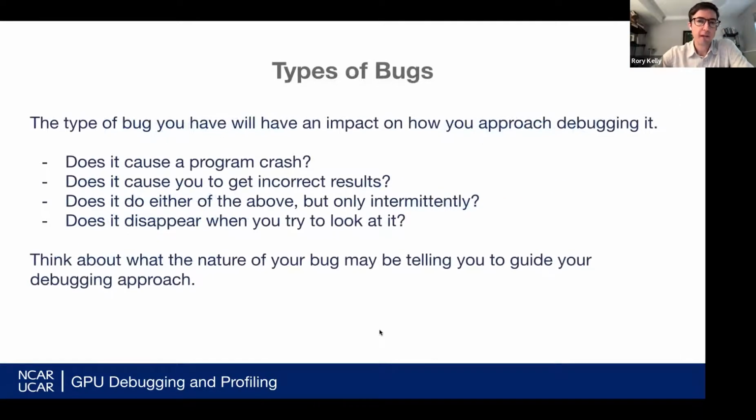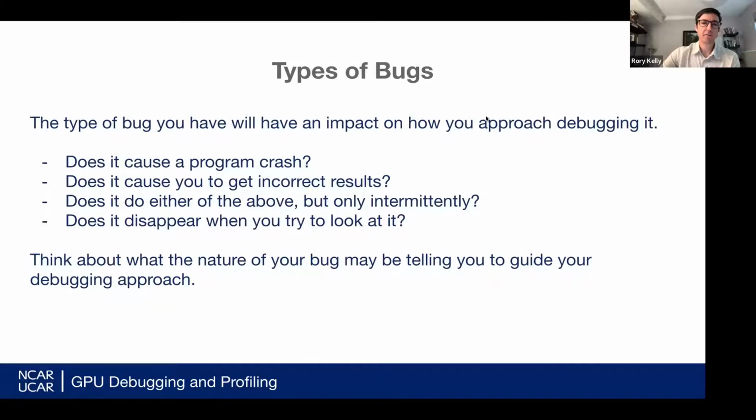So before we start talking about debugging, I want to talk quickly about the types of bugs, because I think there's a lot of info that you can get just from the type of problem you're having that will guide how you approach debugging a problem. Does the bug you have cause your program to crash? That's really important. If you have a crashing bug, that's probably the best type of bug you can have because it's usually not subtle and it's usually somewhat easy to locate.